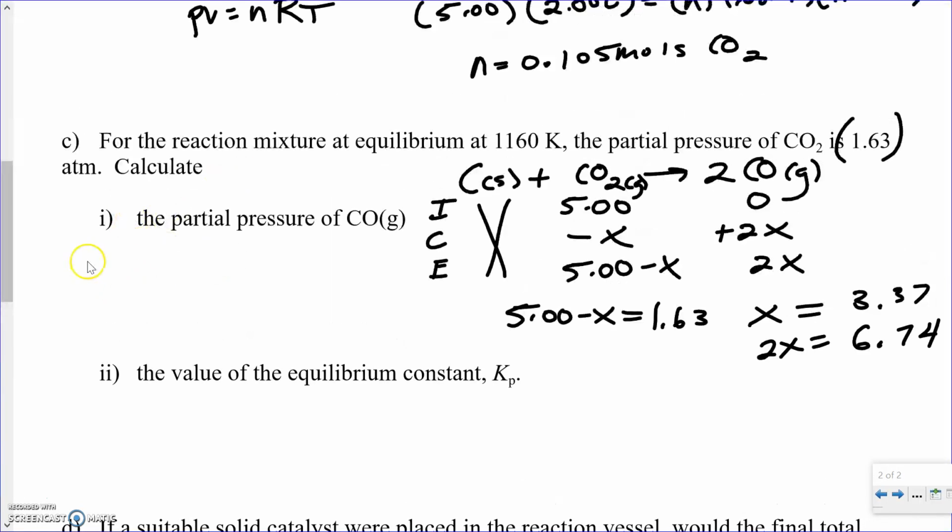Okay, so that means the partial pressure of carbon monoxide at equilibrium is 6.74. Now there's actually an easier way to do that, which is our total pressure equals our partial pressure of carbon dioxide plus our partial pressure of carbon monoxide. So you could have done this too.